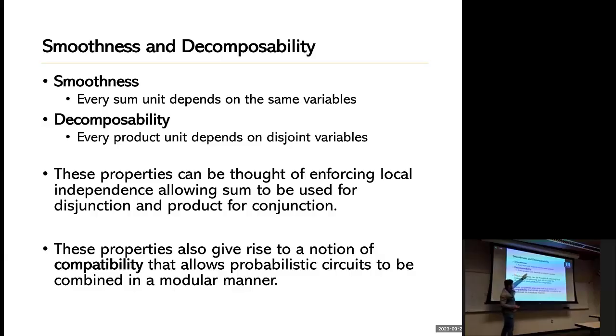Likewise, the product depends on disjoint variables. If you have independence there, you can then take the product of those probabilities and you get a legitimate conjunction because you have this independence. So these properties also give rise to this notion of compatibility that allows these probabilistic circuits to be combined in a modular manner. And that plays a big role in allowing you to have both the Q and the C probabilistic circuit together in the same neural architecture.